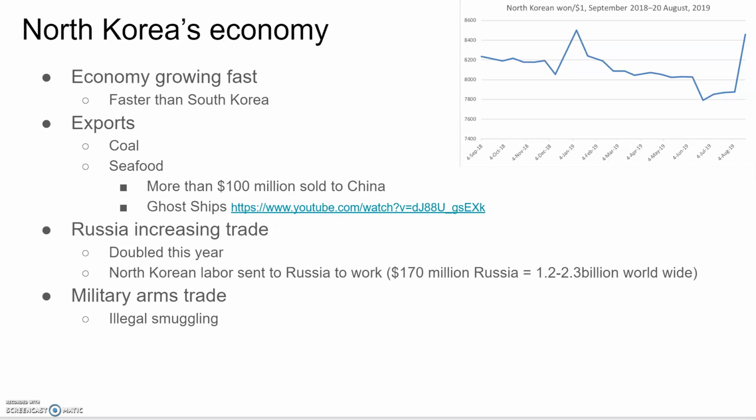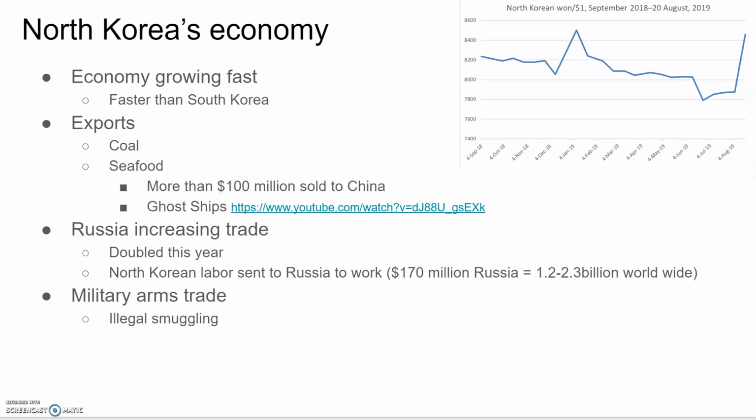mainland. So also Russia has increased its trades with North Korea. It's doubled this year. North Korean labor is sent to Russia to work, which is roughly $100 million from just Russia alone, $1.2 to $2.3 billion worldwide. I mean, if you imagine that's a huge amount of money from just lending other countries your population to work.